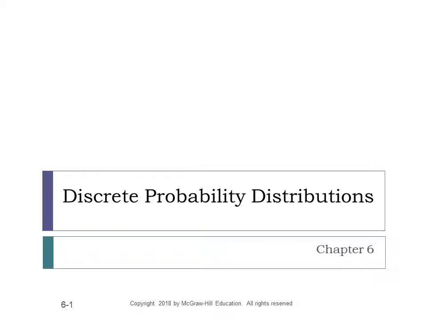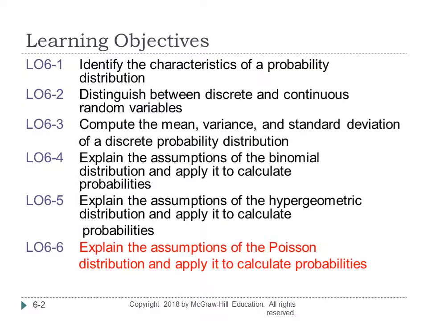In this chapter, we will start studying probability distributions. In chapter 6, we will cover discrete probability distributions, and then in the next chapter, we will study continuous probability distributions. The learning objectives for this chapter: one is to identify the characteristics of a probability distribution, and we will define what a probability distribution is.